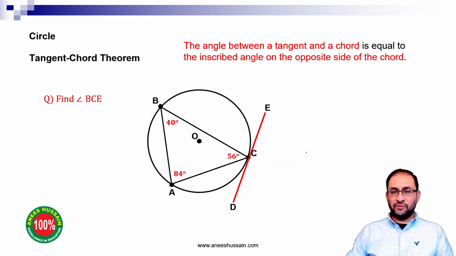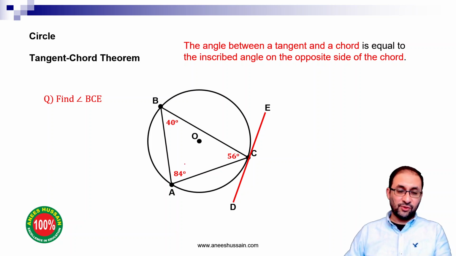So here's a question for you based on the same idea of the tangent-chord theorem. The question here has given us a circle with a triangle ABC inside it, and there's a tangent DE which connects to the circle at point C. The question says find angle BCE. I want you to pause the video and try the question yourself before you see the solution.